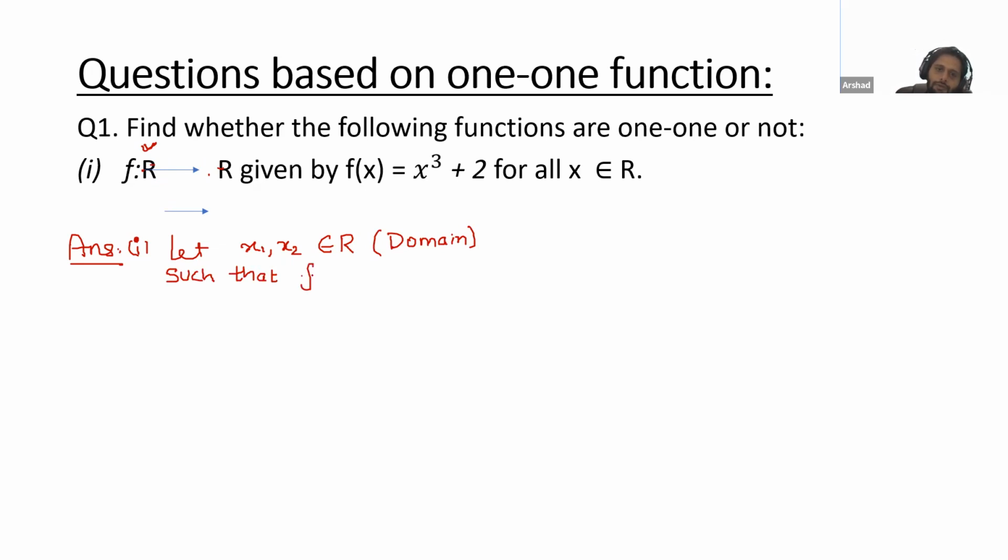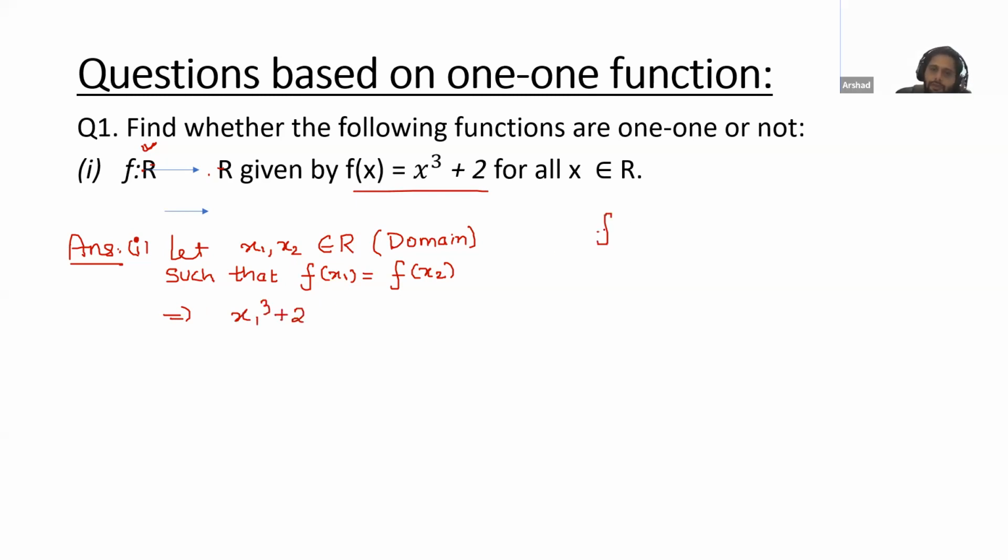f(x1) is equal to f(x2). Okay, such that f(x1) is equal to f(x2). So what does this mean? What is f(x1)? Who can tell me? Fahad, f(x) is this. Can you tell me what is f(x1)? Yes, Shravya. So f(x1) is x1 cube plus 2. Very good. x1 cube plus 2.